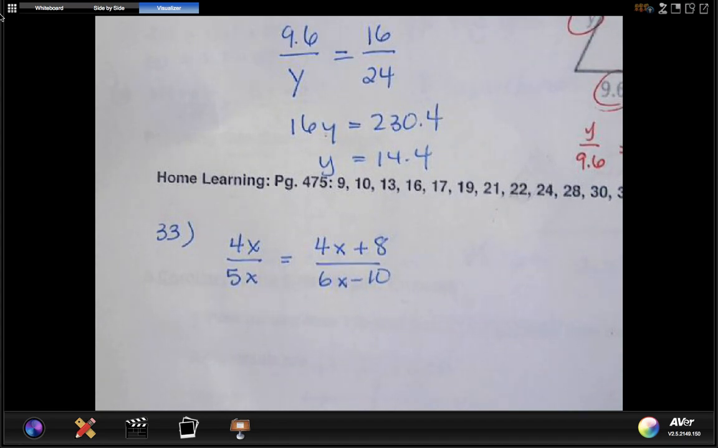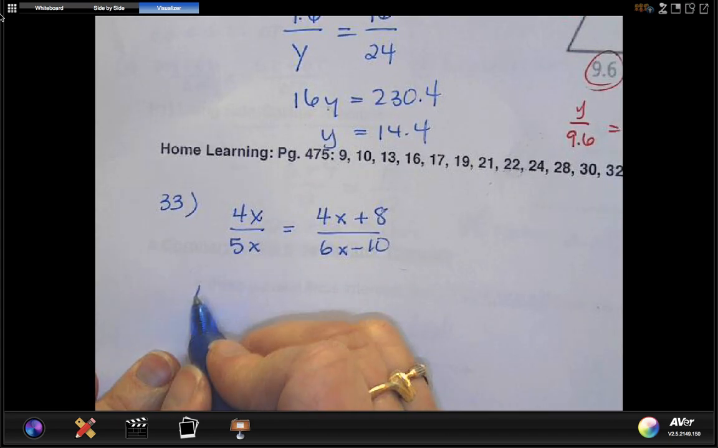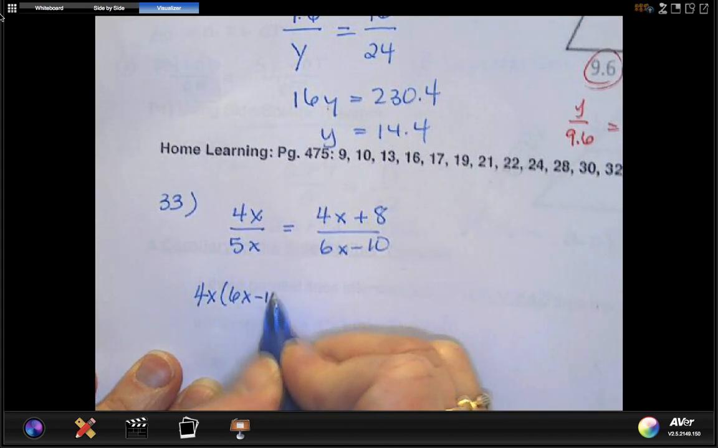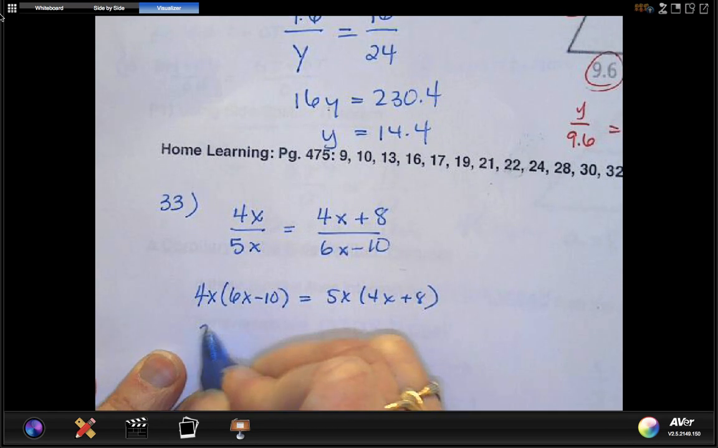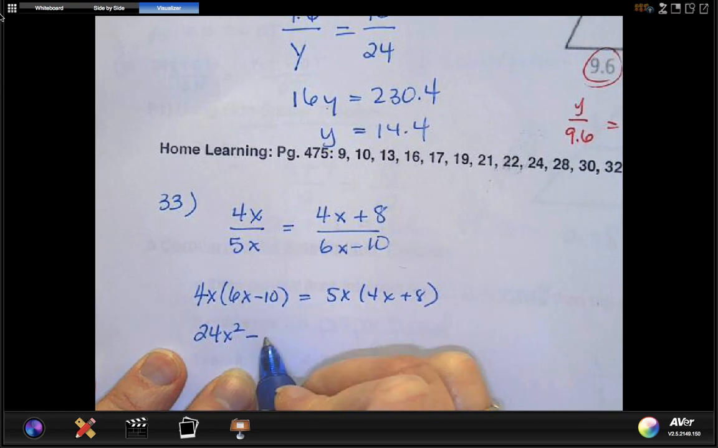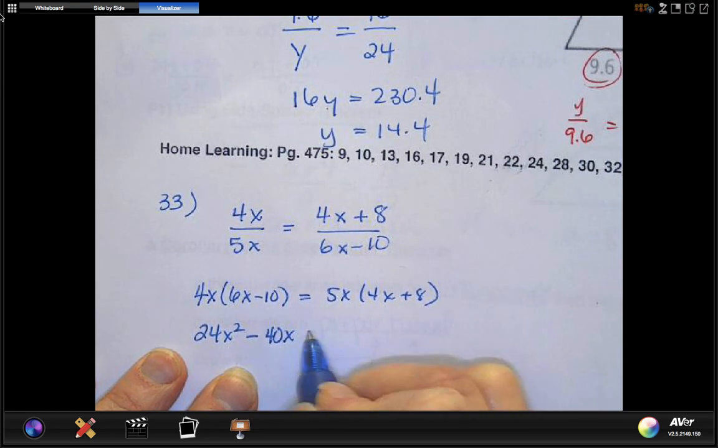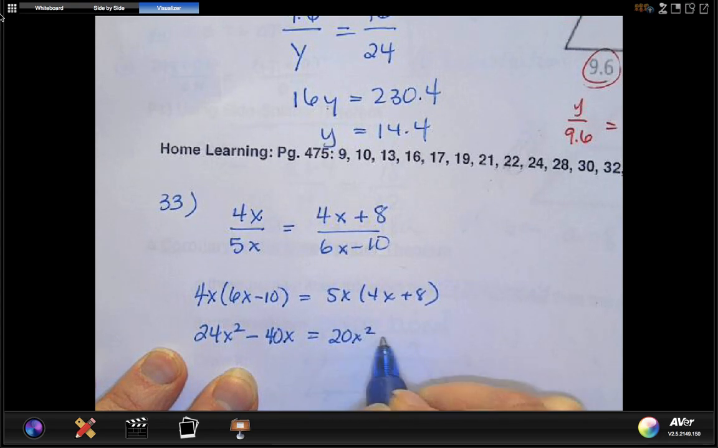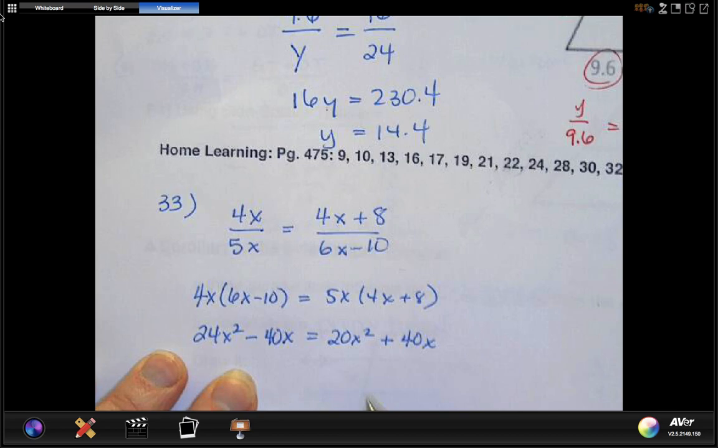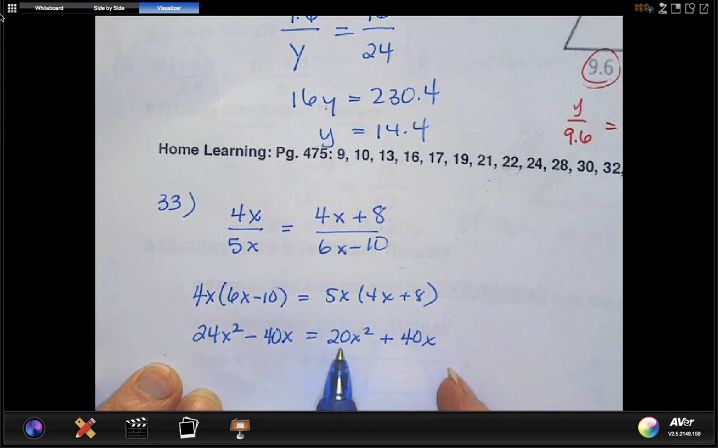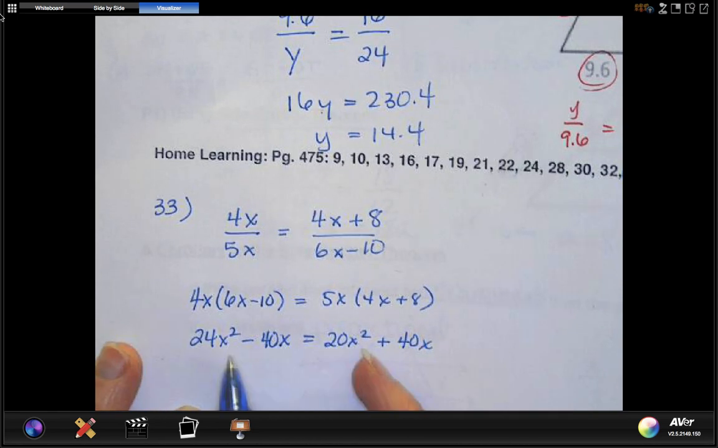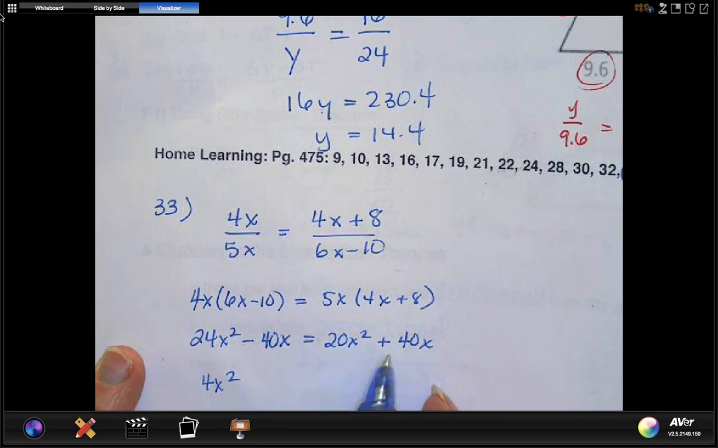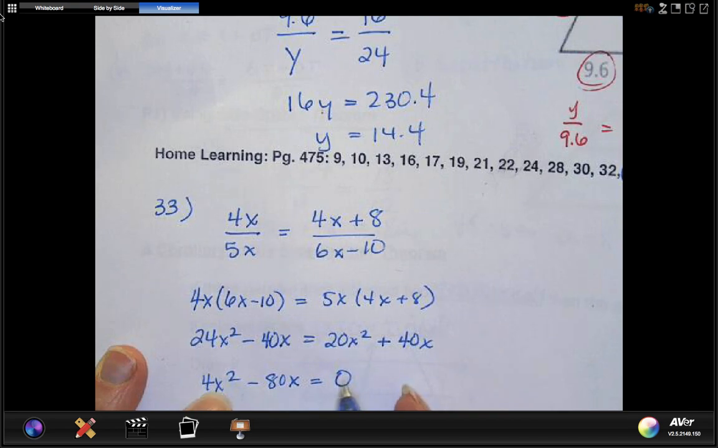Now when I cross multiply this one, you've got to be careful that you're distributing everything. I'm actually going to write out the extra step so you can see it. So this would be 24x squared minus 40x. Over here I'd have 20x squared plus 40x. Then I'm going to put everything on one side because I've got that x squared. So I'll subtract the 20x squared, so I have 4x squared. I'm going to subtract the 40x, so I get 80x. This will be equal to 0 now.